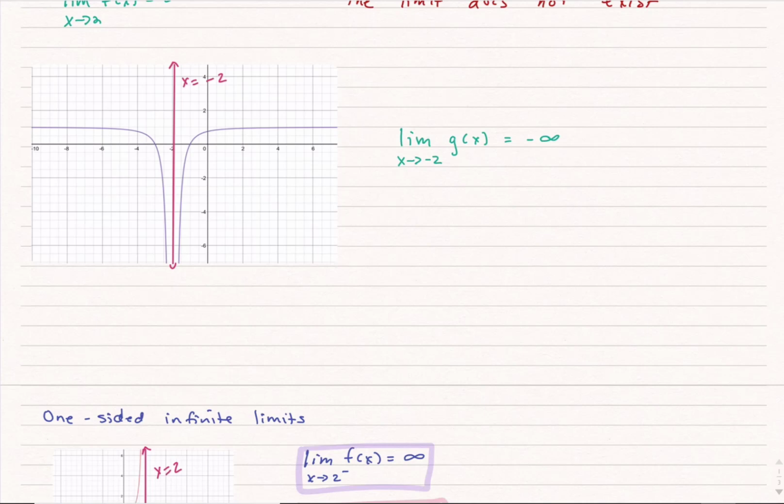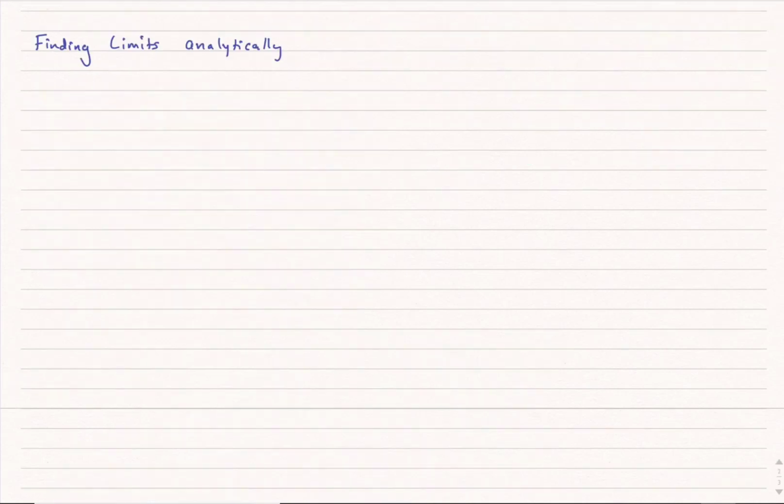To be honest, usually we draw these as dotted lines. That's to show that the function never actually gets to that line. You can get very close to a vertical asymptote, but never actually touch it. Of course, we're not always going to be finding limits graphically. Sometimes we'll need to find the limits analytically based on algebra.